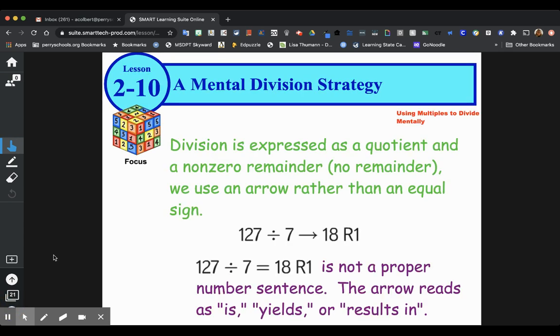Remember, division is expressed as a quotient and a non-zero remainder. When there is a remainder, we use an arrow rather than an equal sign. Okay, here is an example. 127 divided by 7 is 18, remainder 1. Writing 127 divided by 7 equals 18 remainder 1 is not a proper number sentence. The arrow reads it as is, yields, or results in. So we want to get into the habit of using an arrow sign when we have a remainder.